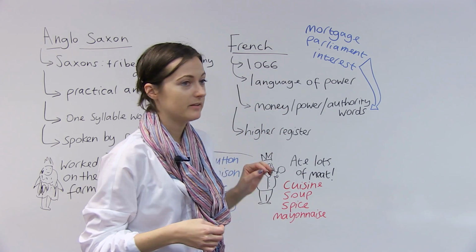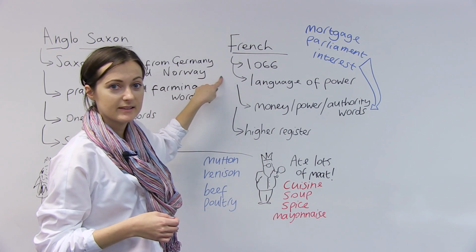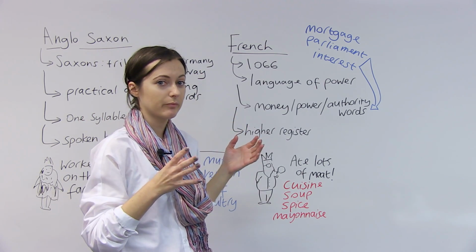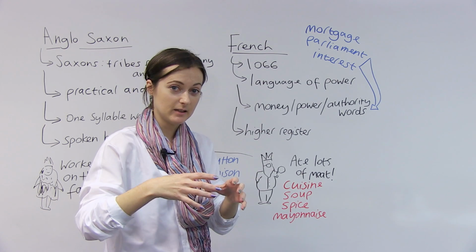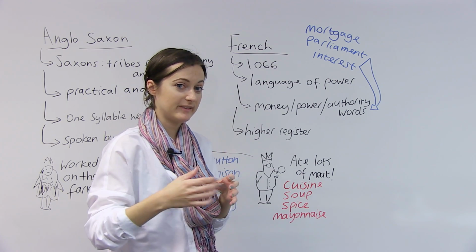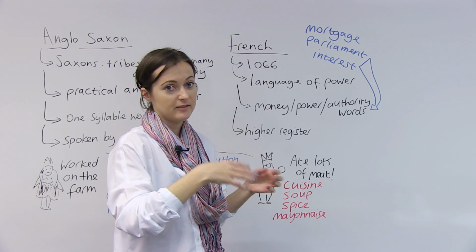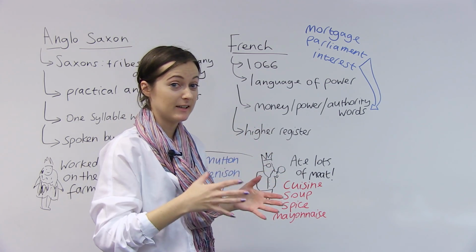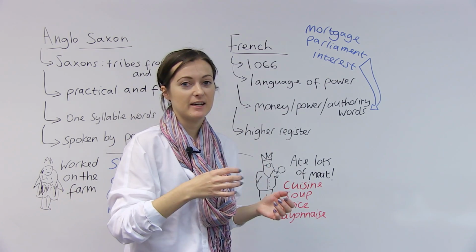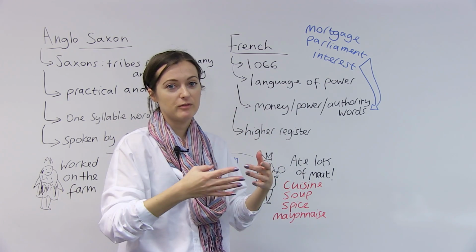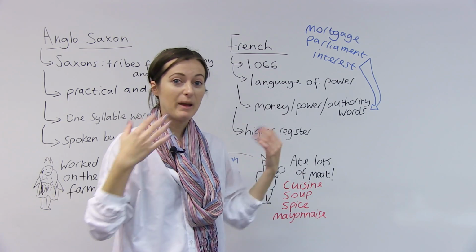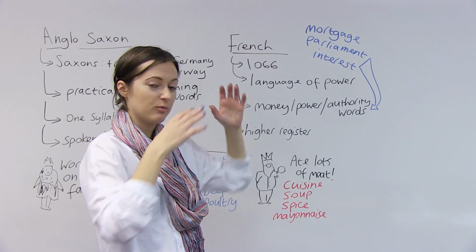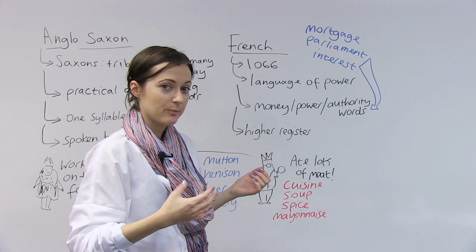And the reason that happened is because in 1066 there was a big battle when a French king of a part of France called Normandy came and defeated the English king at that time, and then he became King of England. So when he became King of England, he brought all his people over, and the language of power in England at that time became French. So everybody who was in a position of power spoke French.